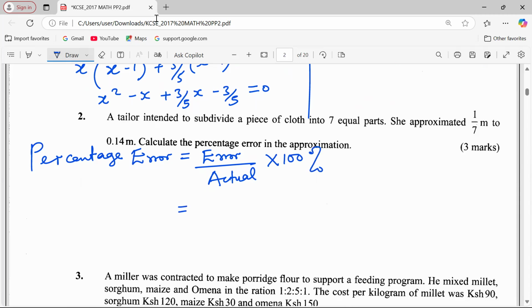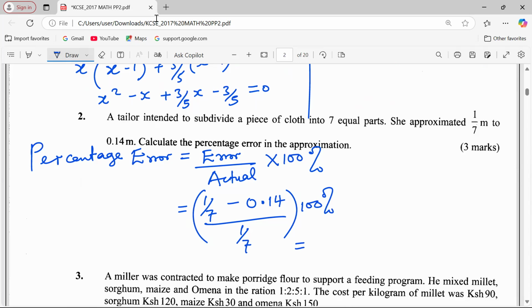So the error itself shall be, when we take 1/7, the actual value, then we subtract the estimation. Error is usually actual value minus estimated value. Then when you divide by actual, now I have this multiplied by 100, we'll be getting the answer.